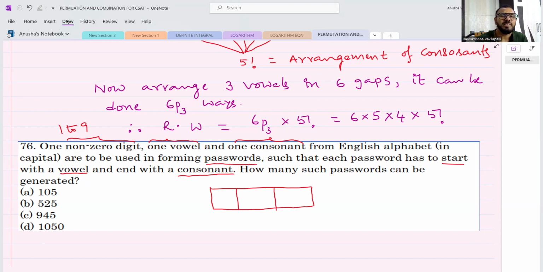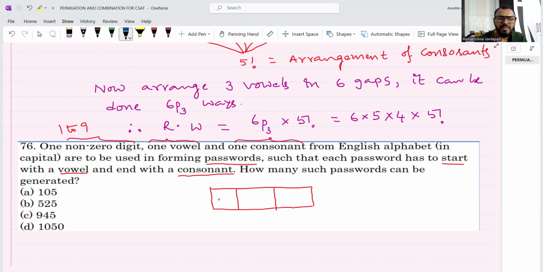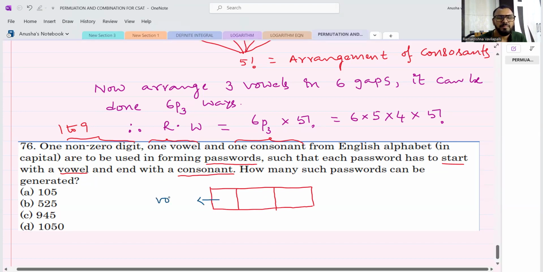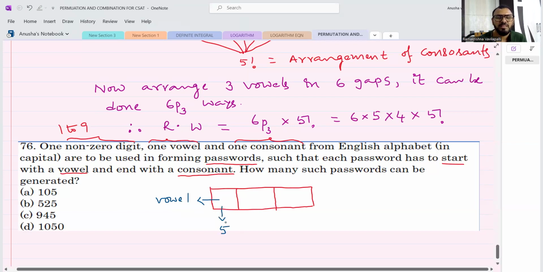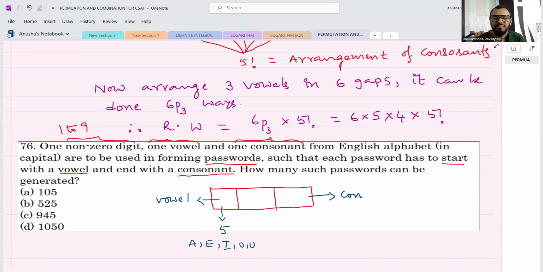Well, so this is the question. The first box must be a vowel. As there are 5 vowels, we can fill that first box in 5 ways: A, E, I, O, U. And this is a consonant. Of course, I don't want to list all the consonants because there are 21 consonants. Simply, I'll write that this box can be filled in 21 ways.